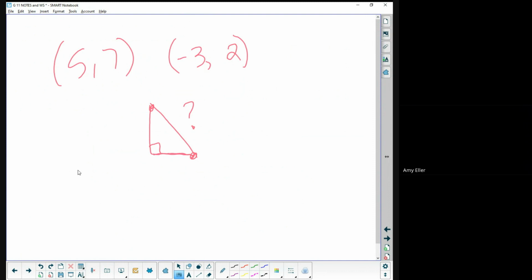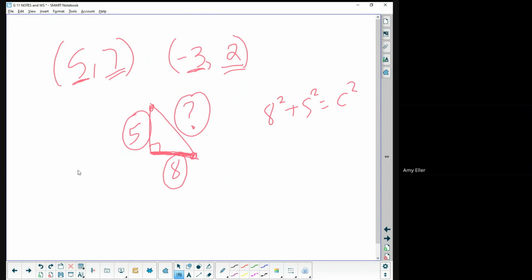I'm going to figure out this distance, the x distance. Everybody's watching but not really writing. How far apart is 5 from -3? 8. How far apart is the number 7 and 2? 5. Pythagorean theorem says a squared plus b squared equals c squared. And then I go through and use my calculator if I need to. That's what we're going to be working on. We're going to use the Pythagorean theorem to find the distance between 2 points.